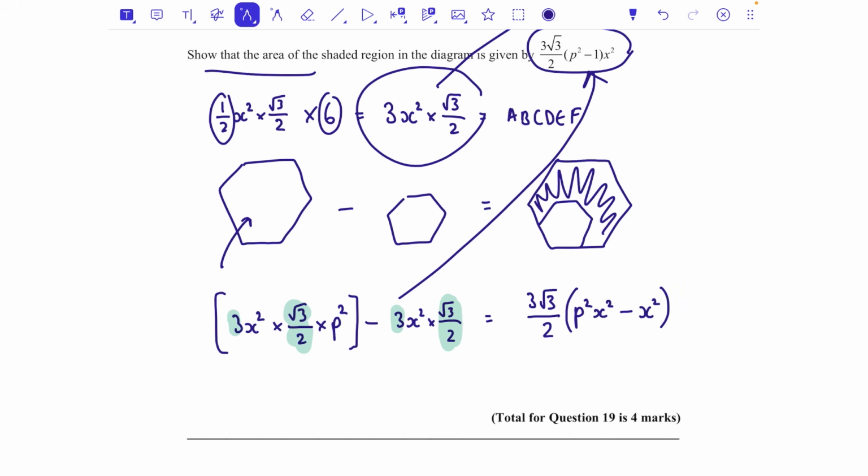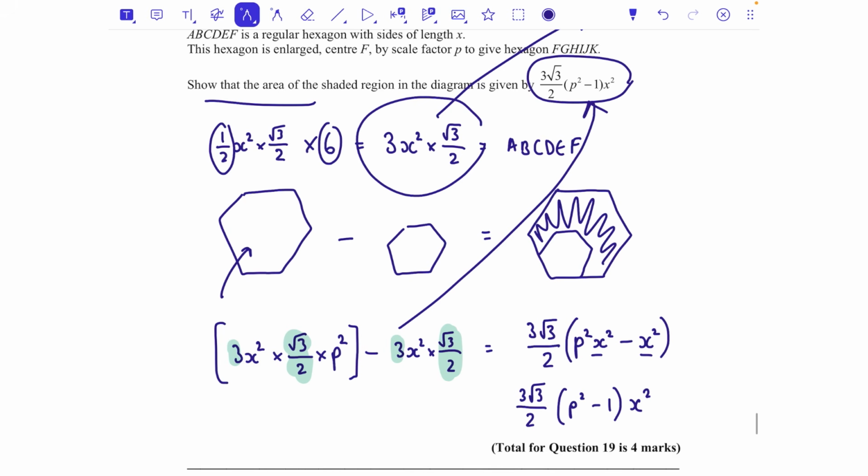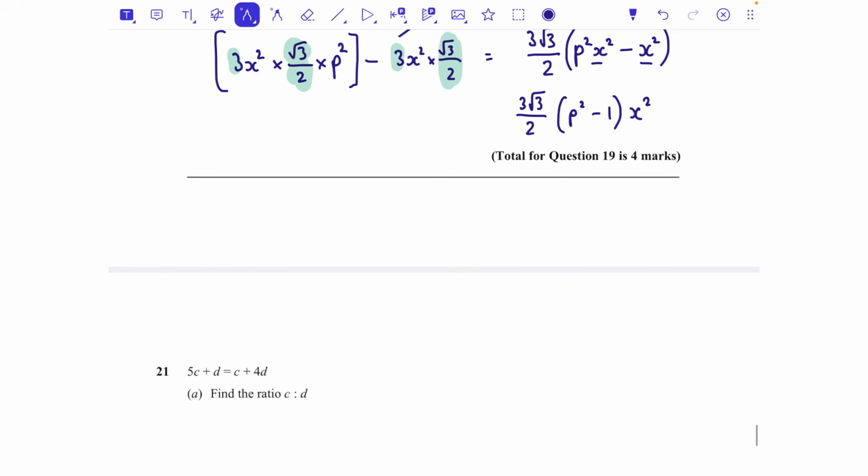And if you chose to take that x squared out as well, and they've factorised it by putting it in front, we've got 3 root 3 over 2, p squared minus 1, x squared. And that's where it's come from. Very, very scary, very much grade 9. Hopefully that makes some sense. There's a lot of different skills at play there. So if you are aiming for a grade 9, definitely try and make sense of that question. But if not, don't worry too much.